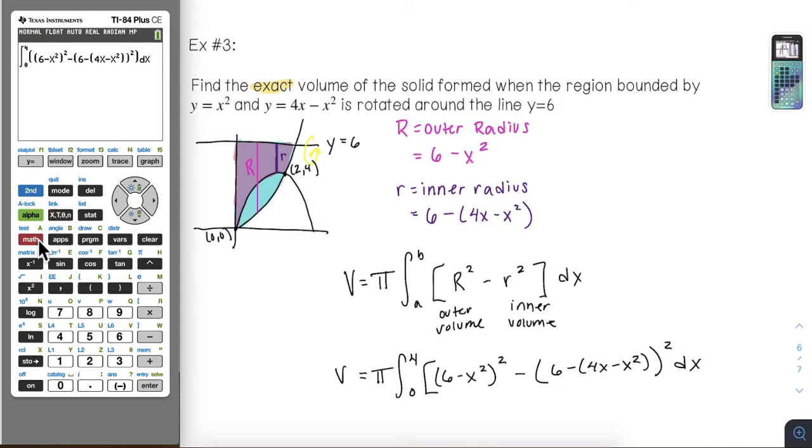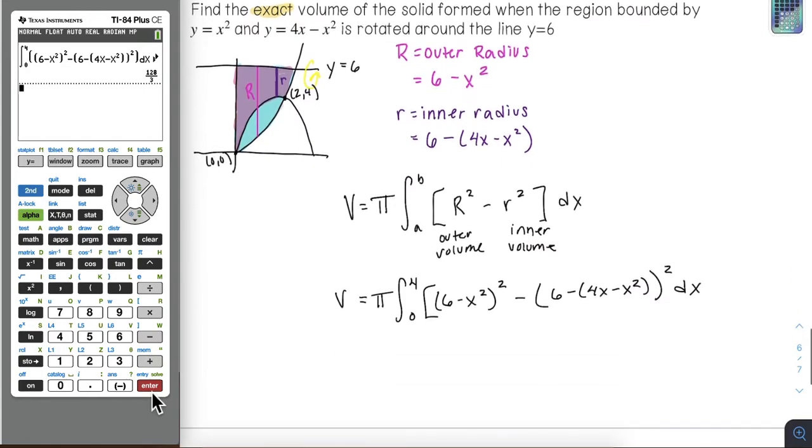And then for exact, I probably want it to be a fraction, so I'm just going to make it a fraction automatically. So I'm going to get pi times 128 over 3, or just 128 pi over 3.